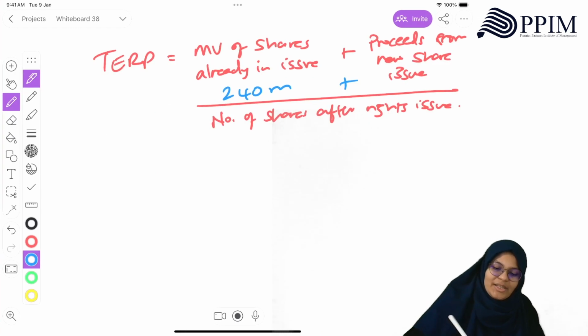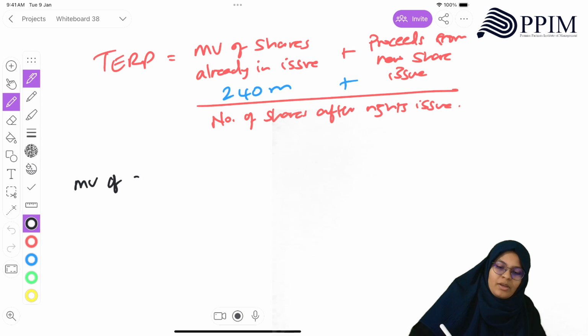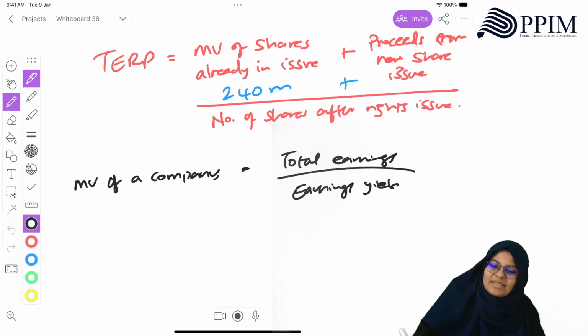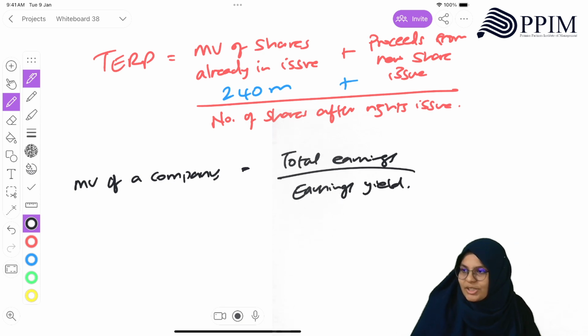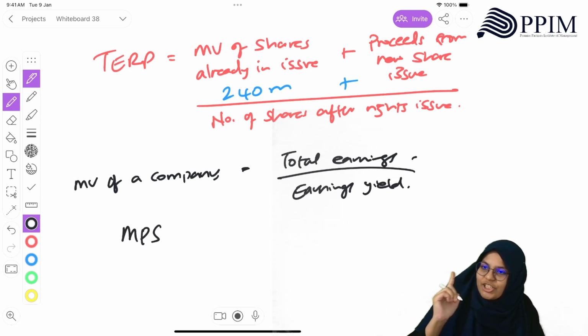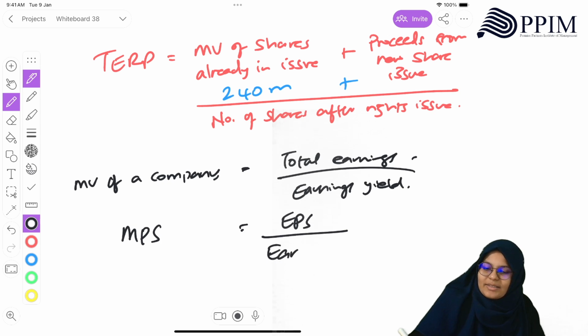Now there is an equation like this, right? The market value of a company equals the total earnings divided by earnings yield. Okay, we learned this in the chapter business valuation. There is the equation like this. Okay, now we don't have total earnings figure, but we have earnings per share, right? So I can tweak this a little. So instead of saying market value of the whole company, I can say the market price of one share equals the earnings per share divided by earnings yield.